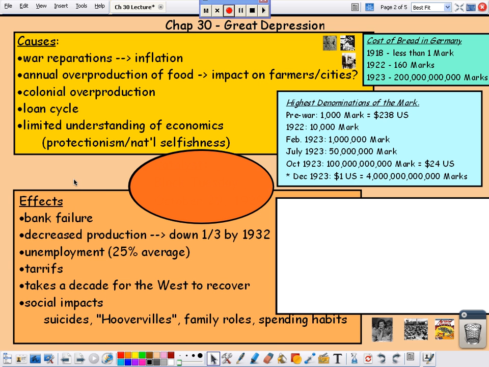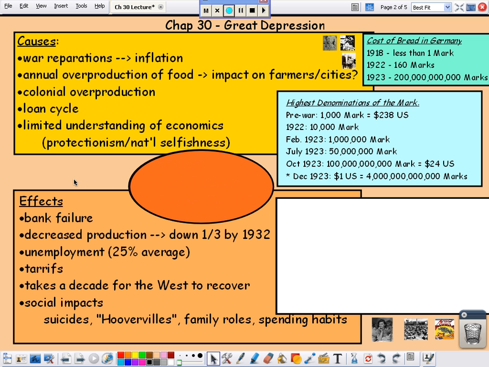That's what they have to do. The highest denomination of the German mark before the war, the biggest bill they had was a 1,000 mark. So like today, the biggest bill we have in circulation is the $100 bill. Four years after the war, they had to print a 10,000 mark because a loaf of bread costs 160 marks. What happens if you want to buy a house?